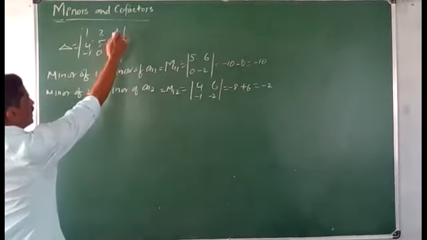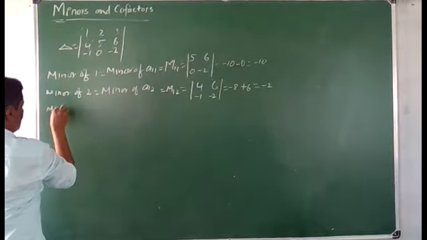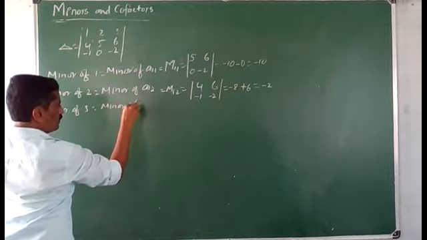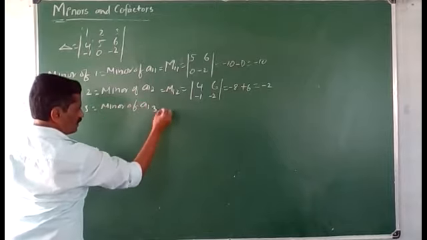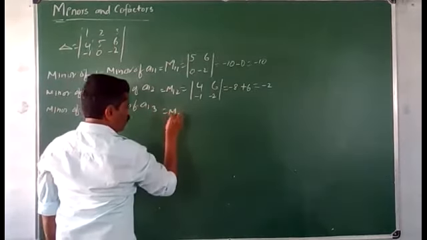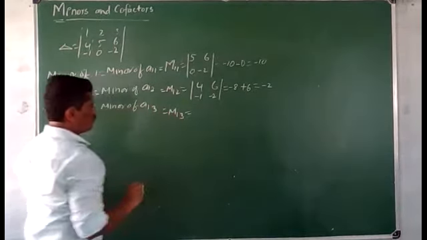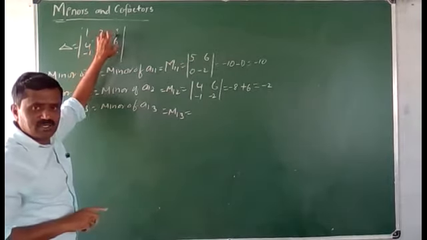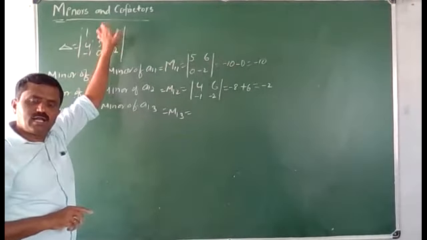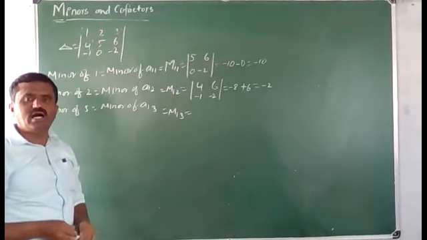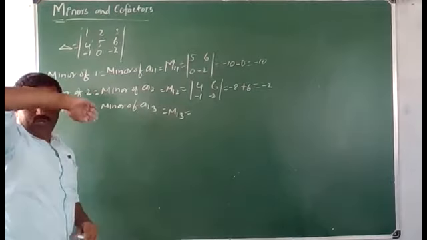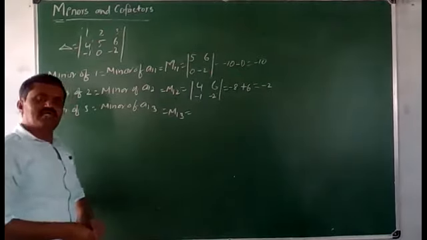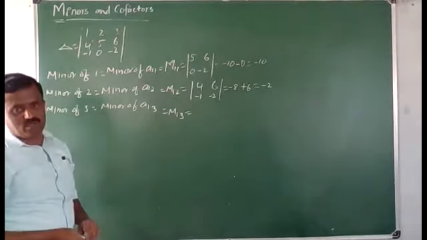Again, the minor of 3 is equal to the minor of A13, that is M13.